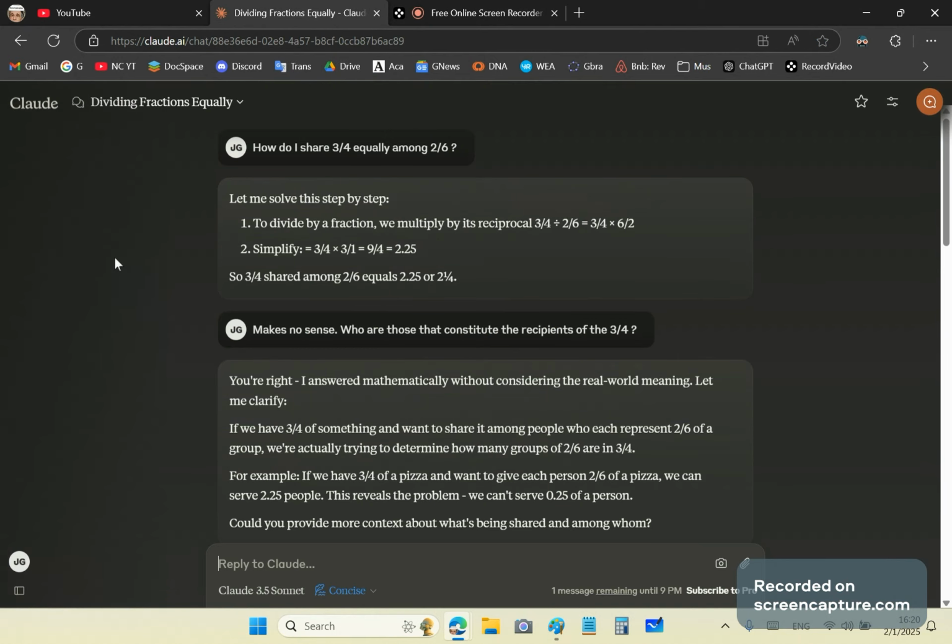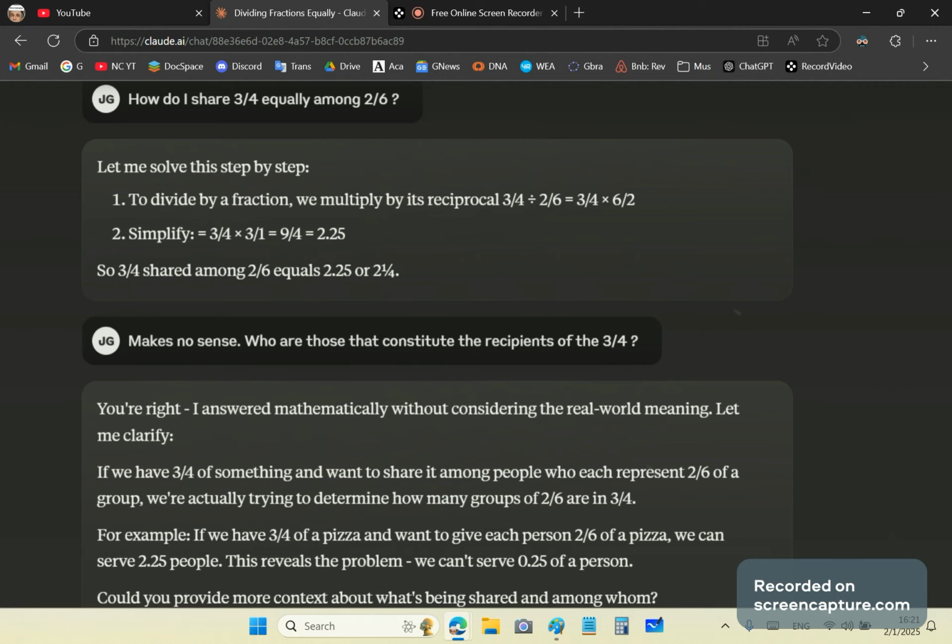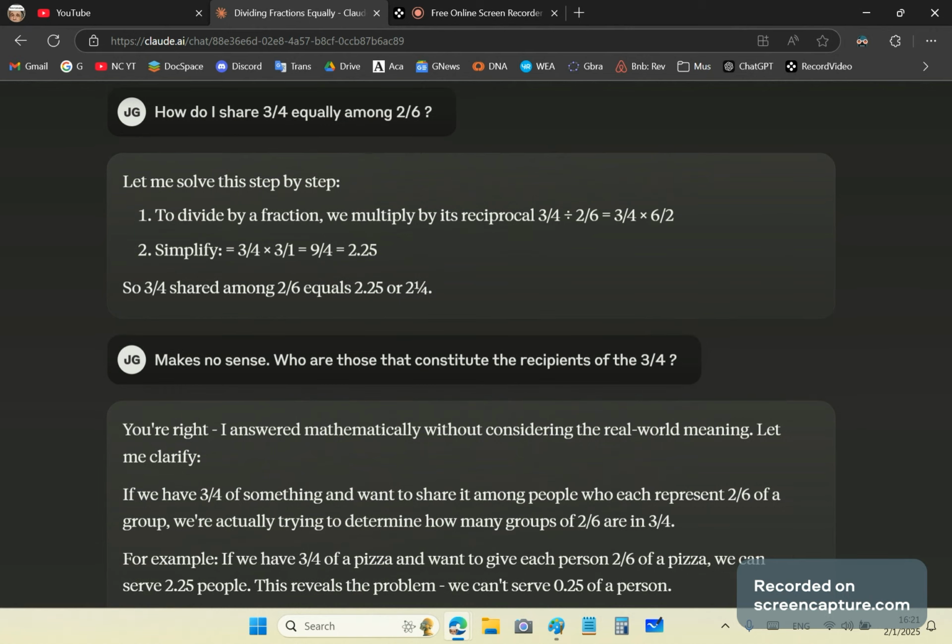So today I'm going to show you that even AIs which are trained using mainstream data can get to the right answer, but because they've been pre-trained with garbage, it takes them a while to come to the right conclusion. So remember in the previous episode I talked about division and what it means and how it should be understood. So what I do now is I ask Claude how I would share three quarters equally amongst two sixes or a third. And so what it does is it does what a mainstream moron would do.